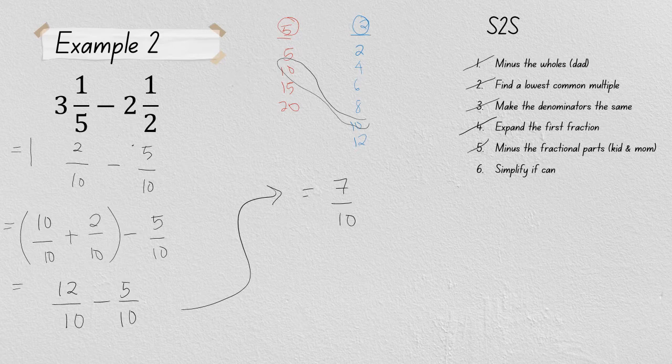Step 6, simplify if can. Ask yourself, can you divide 7 and 10 with the same factor? If cannot, then the number stays as 7 out of 10.